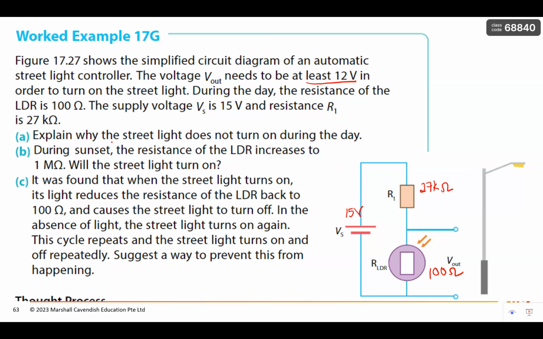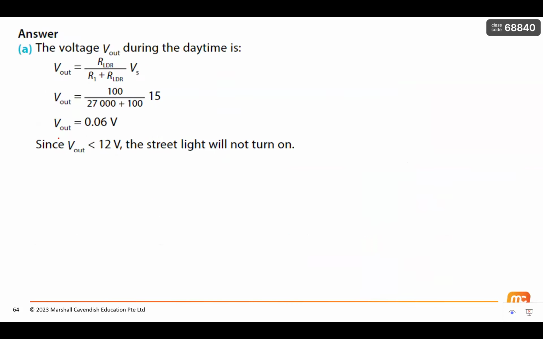Then you need to explain why the street light does not turn on during the day. So I need to calculate the Vout over here, which is attached to the street light. I take 100 ohms divided by 100 plus 27,000 ohms, the total resistance, times 15 volts. You work out and you will see that Vout is 0.06 volts in the day. Since it is less than 12 volts, the street lamp will not be turned on, because the street lamp will only be turned on if it is more than 12 volts.